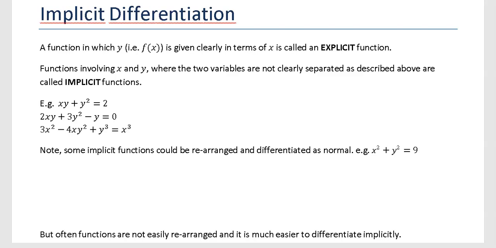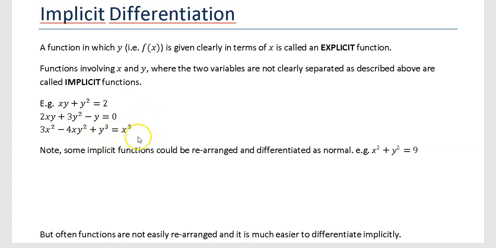In this video, we're going to look at how we differentiate implicit functions. Now, an implicit function, we have three examples of implicit functions. Here we have xy plus y squared equals 2, 2xy plus 3y squared minus y is equal to 0, and 3x squared minus 4xy squared plus y cubed equals x cubed.